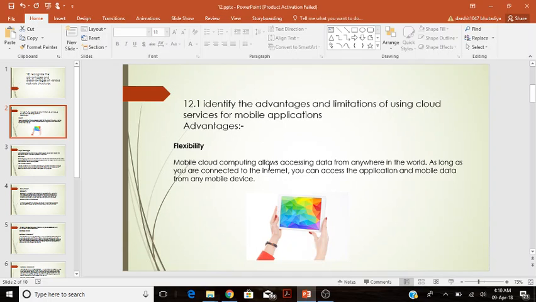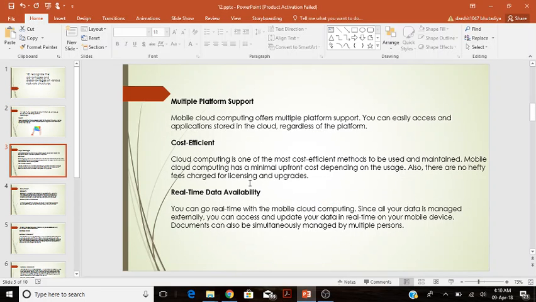So what are the advantages? I listed some advantages. One of them is flexibility. Mobile cloud computing allows accessing data from anywhere in the world, as long as you are connected to the internet. So you can access the application mobile data on any mobile. The second is multiple platform support. Mobile cloud computing offers multiple platforms, so you can easily access an application stored on the cloud regardless of the platform. You just have to be connected to the internet, and you can grab an application from the cloud and use it on any platform.